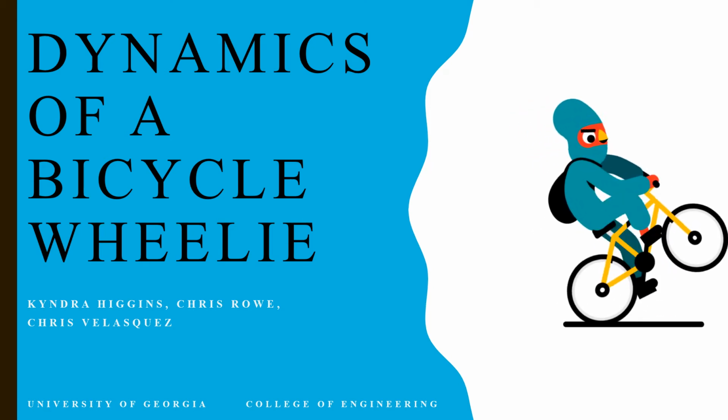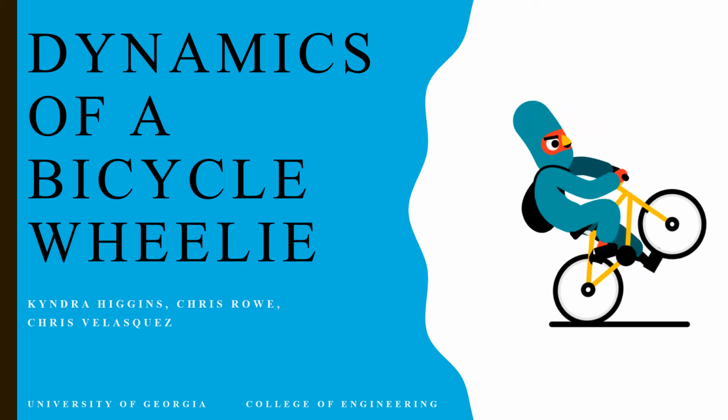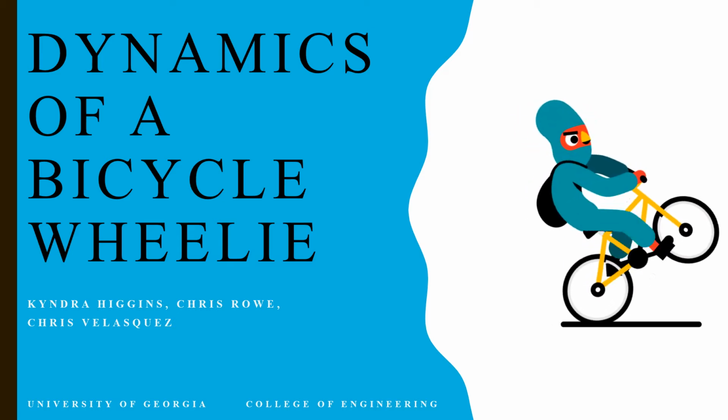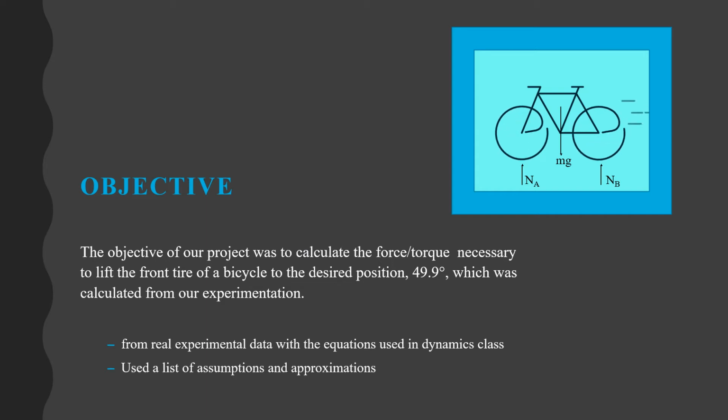My group members were Kendra Higgins and Chris Velasquez, and we're going to be trying to talk to you about the dynamics of a bicycle wheelie. The objective of our project was to calculate the force necessary to lift the front tire of a bicycle to the desired position of 49.9 degrees, approximately 2.74 feet in the air.